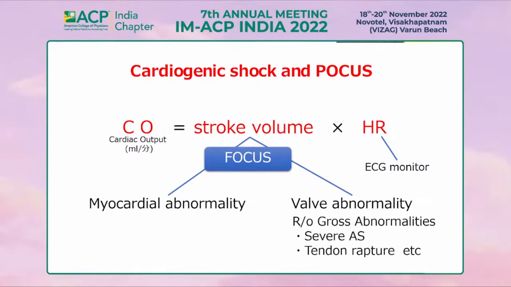As for valve, POCUS does not evaluate valve details. Only a gross evaluation is performed. As for myocardial abnormality, you evaluate contractility on a 4-point scale. Ejection fraction is not measured by POCUS.